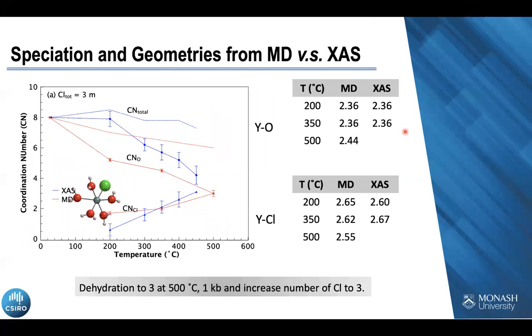And at high temperature, with temperature increasing, more chloride bonds with yttrium. At 200 degrees, 1 chloride bonds with yttrium, with a hydration of 5. And when temperature goes higher, up to 500 degrees, there are in total 3 chloride bonds, and the hydration becomes 3.